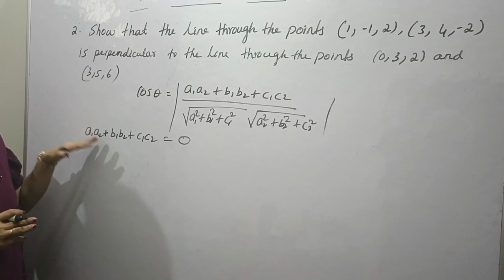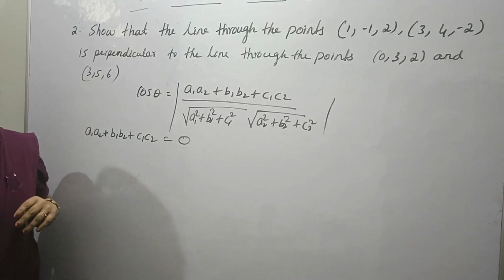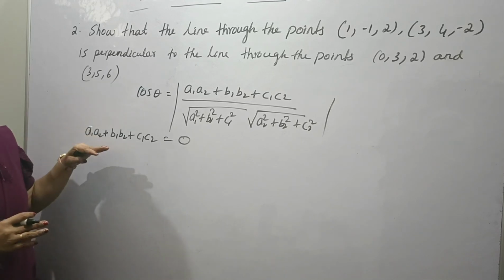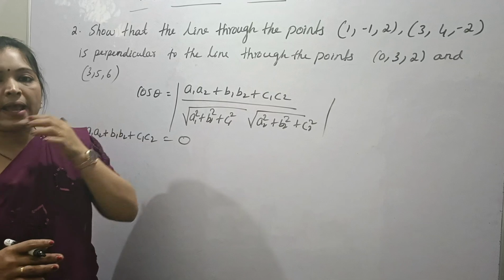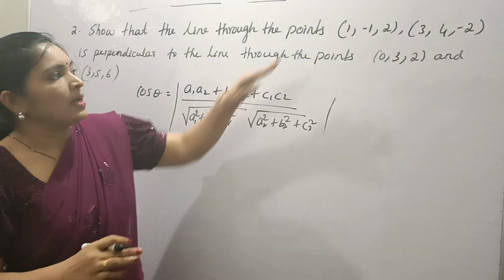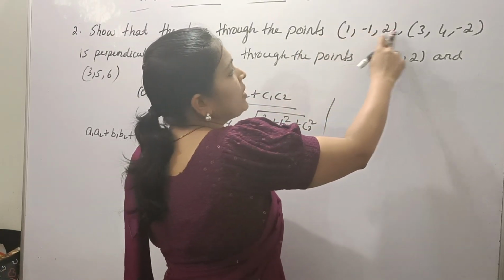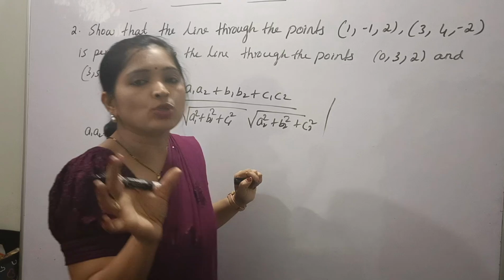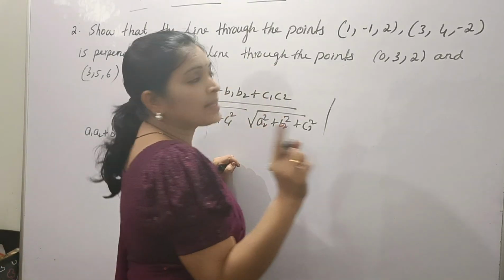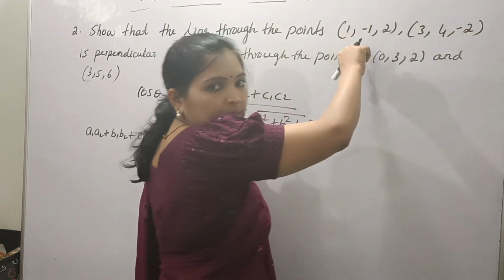Okay. So how to find A1, A2? What are the A1, B1, C1, A2, B2, C2? Are the direction ratios of two lines. Right. So let's find direction ratios of these lines. Okay. That is A1, B1, C1. So how to find direction ratios of lines? See, if x1, y1, z1, x2, y2, z2 are the points on the line, then direction ratios of this line is nothing but x2 minus x1, y2 minus y1, z2 minus z1.